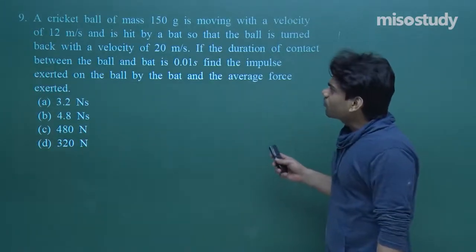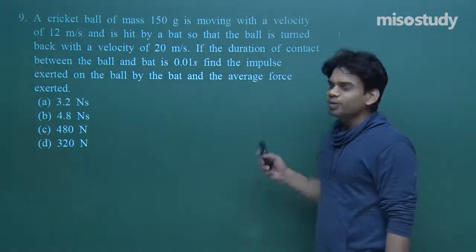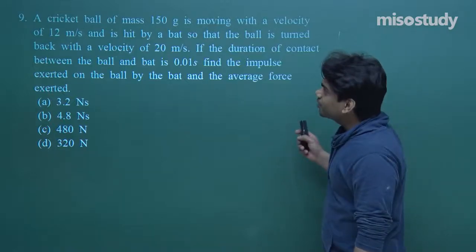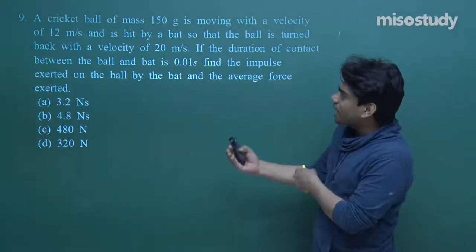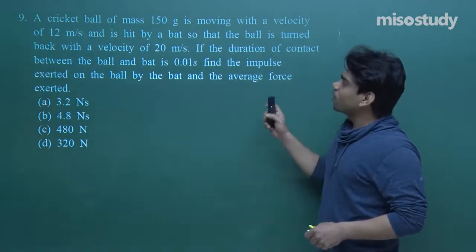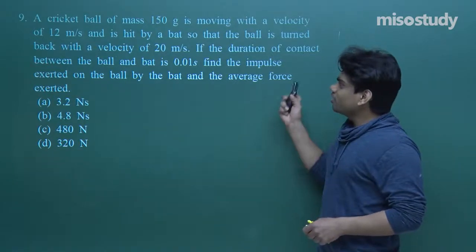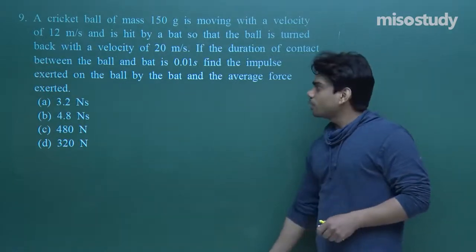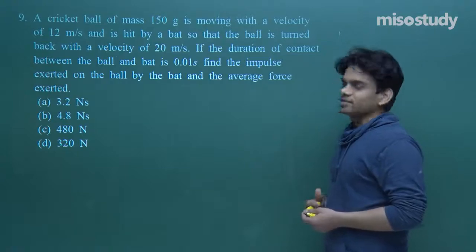A cricket ball of mass 150 gram is moving with a velocity of 12 meter per second and is hit by a bat so that the ball is turned back with a velocity of 20 meter per second. If the duration of contact between the ball and bat is 0.01 second, find the impulse exerted on the ball by the bat and the average force exerted.